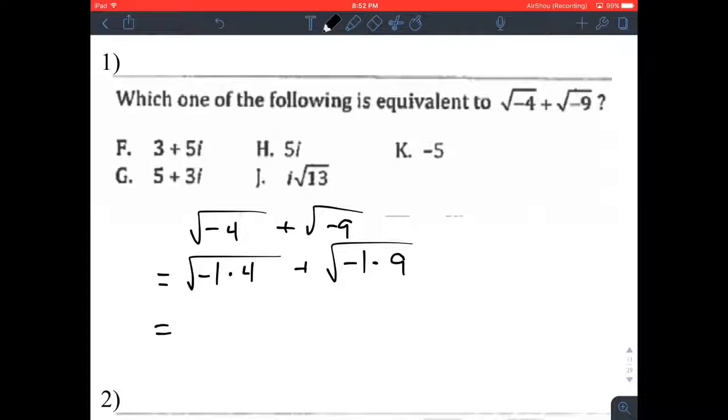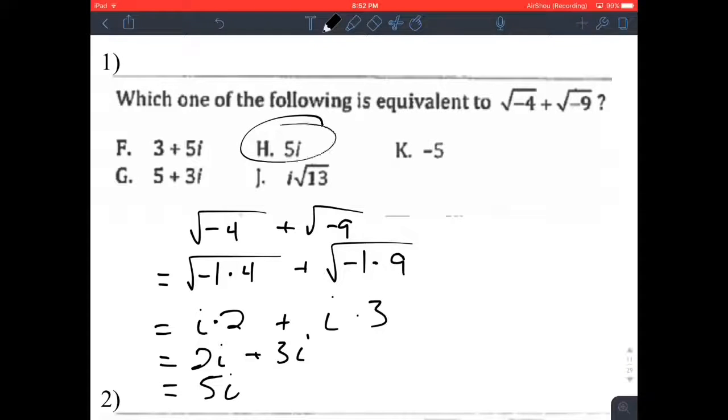The square root of -1, we just said, was i. Square root of 4, what number times itself is 4? That answers 2. Square root of -1 over here again is i, and the square root of 9 is 3. So this is 2i plus 3i. That means you've got 5 i's. So the answer is H.